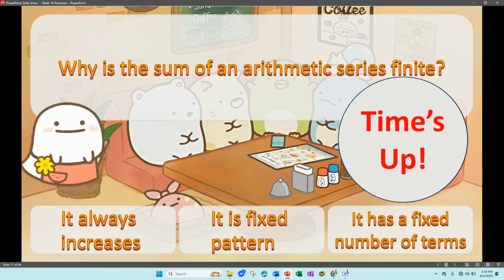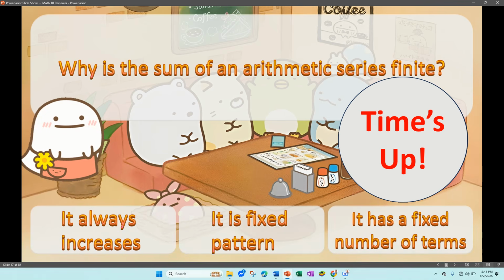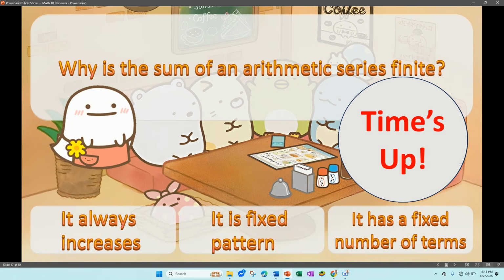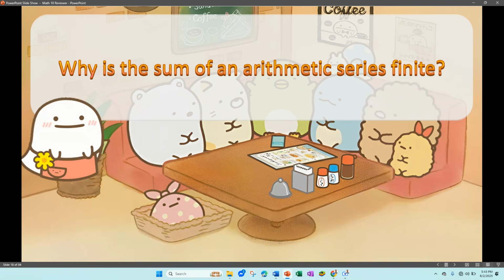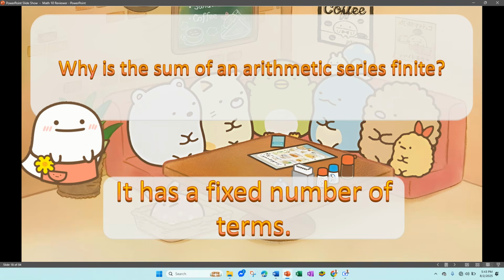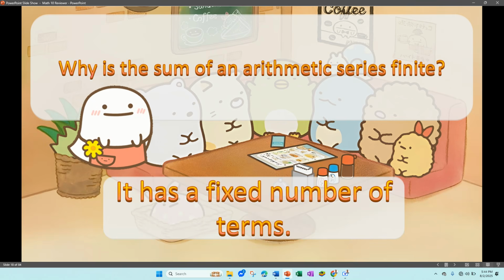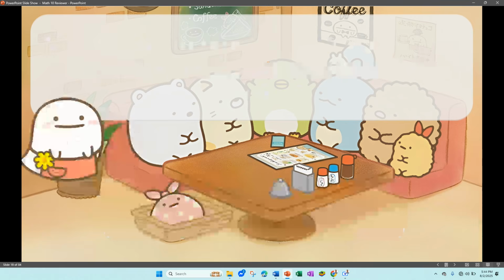Time is up. So pag sinabi nating finite, meron po tayong endpoint. Okay? The opposite of finite is infinite. So the correct answer is it has a fixed number of terms. So meron pong limited number of terms in finite.